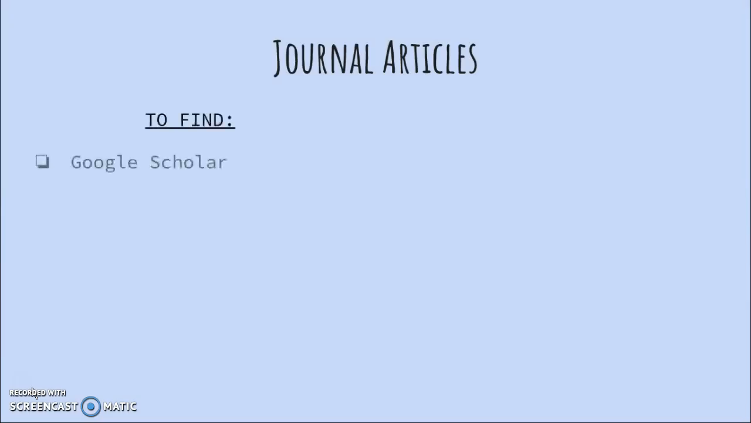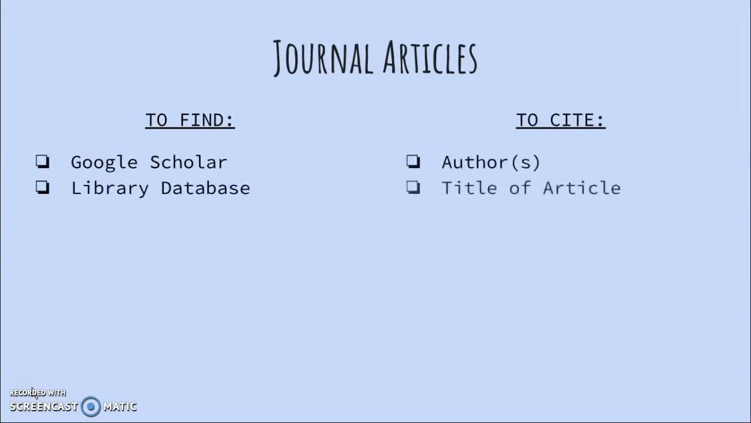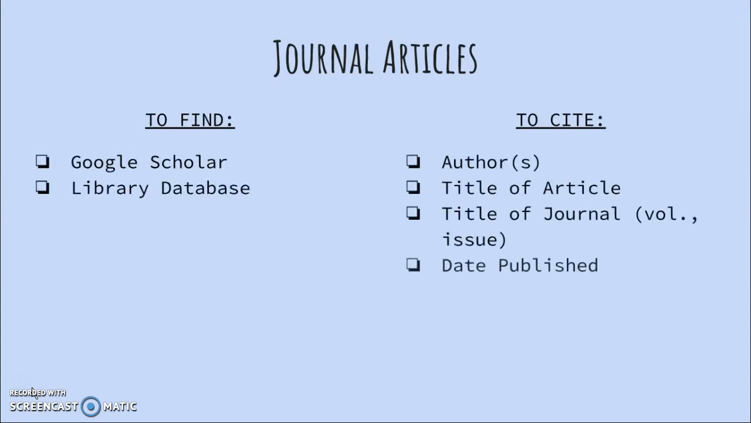For more specific information, you may want to look for academic journal articles. You can find these by searching Google Scholar or library databases. In order to cite this type of resource, you will need the information on the right. The last 2 apply only to journal articles found online.